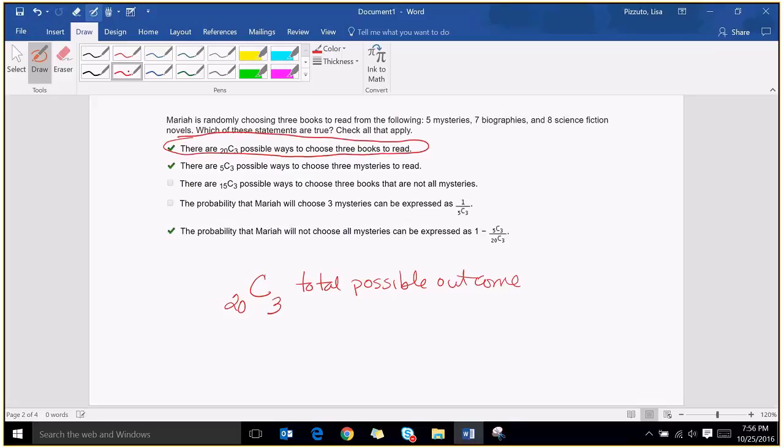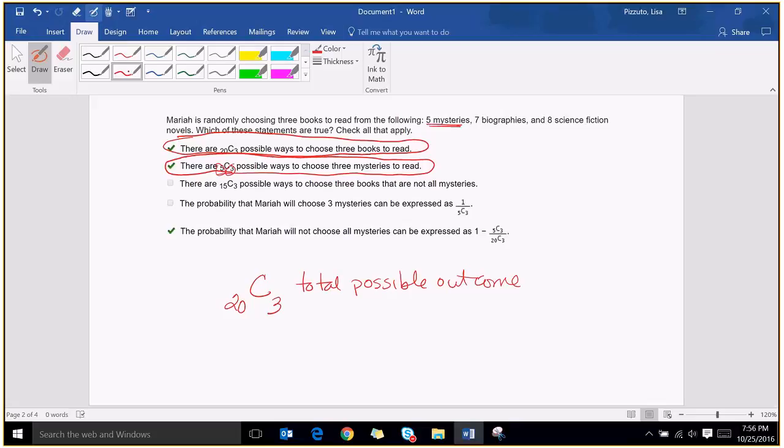Next, it says there are 5 choose 3 possible ways to pick 3 mystery books. So what the 5 represents is the number of mystery books you can pick from, and the 3 is how many she is going to pick. So that is true, because there are 5 mystery books to choose from, and she's going to pick 3.